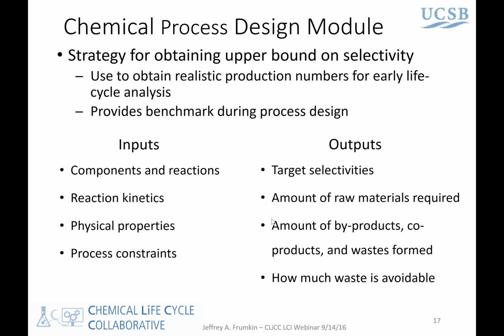If you're close to the maximum selectivity, then you can stop seeking improvements. So this module does require more inputs than just the purely stoichiometric approach. You need the chemistry involved, so you need to know the components involved in the associated reaction. You need to know the reaction kinetics, some basic chemical and physical properties, and some very basic process constraints.